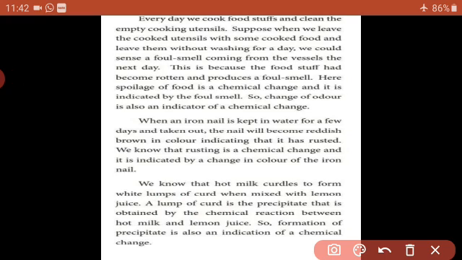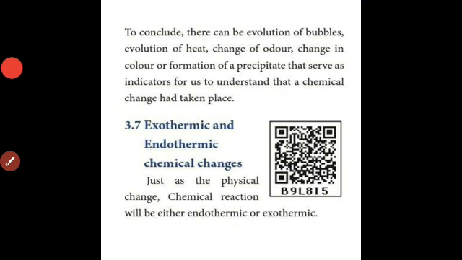Once again, to conclude, there can be evolution of bubbles, evolution of heat, change of odor, change in color or formation of precipitate that serve as indicators. These are the ones that indicate a chemical change. They indicate that the products obtained are such that we cannot regain the original substance from them. So a chemical change is a permanent change. These are the indicators for us to understand that a chemical change has taken place.